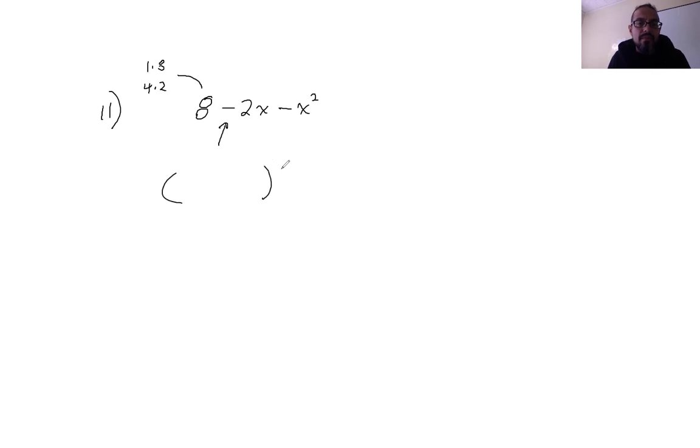Something like 8 minus 2x minus x squared. So I wanted to show you one that was backwards just in case it shows up for you and what you should do. It's exactly the same. You're going to go 1 times 8. You're going to go 4 times 2. Which numbers subtract to make 2? So I'm going to go like this. I don't know, maybe I chose a bad example here.